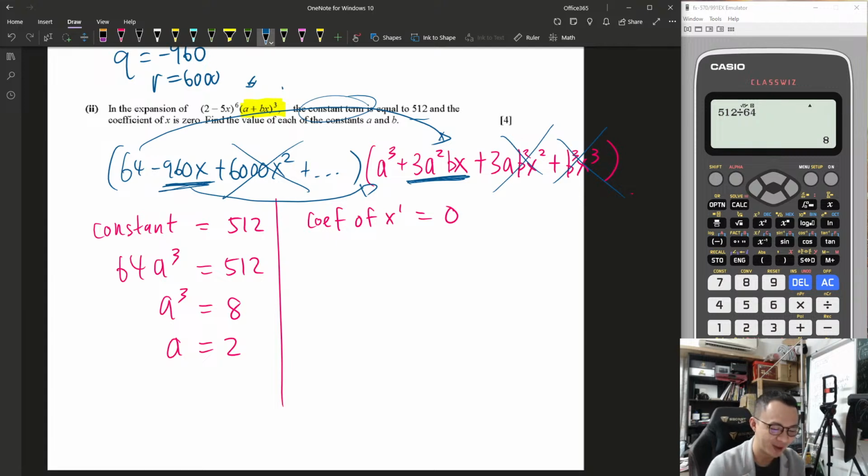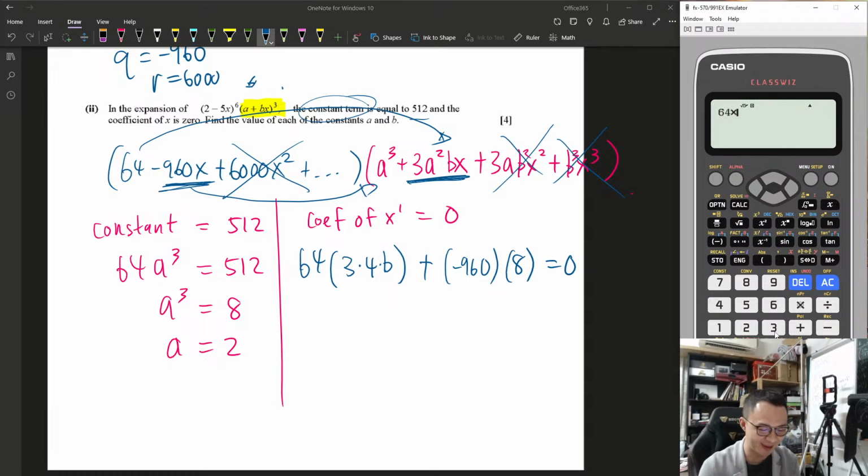I just show you. Okay, so therefore, 64 will multiply with 3. a is 2, right? So 3 times 4, b. X power 1, I no need to write that. And then plus negative 960 multiply a power of 3, which is 8, equals to 0. Okay, so a lot of multiplying. 64 times 12. This is 768b minus 960 times 8.